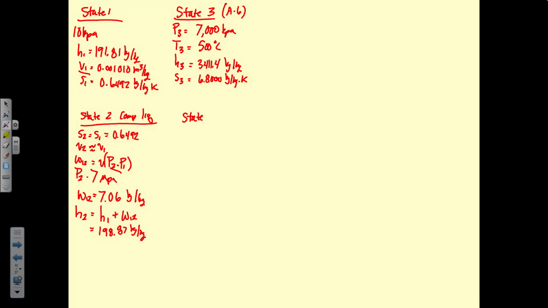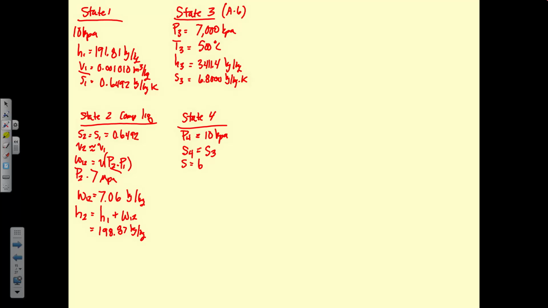In state 4, we know that the pressure at state 4 is equal to 10 kilopascals, because there's only 2 pressures in a Rankine cycle, pressure of the condenser, pressure of the boiler. So the pump and the condenser are at the pressure of the condenser, and the inlet of the turbine and the boiler are at the pressure of the boiler. Okay, so P4 is 10 kilopascals, and we know that s4 is equal to s3 because the turbine is isentropic.